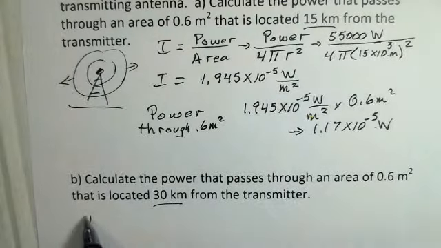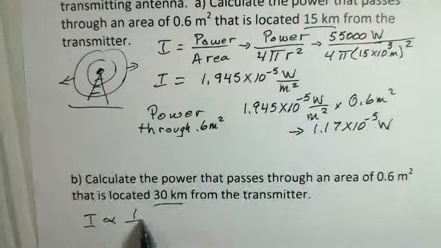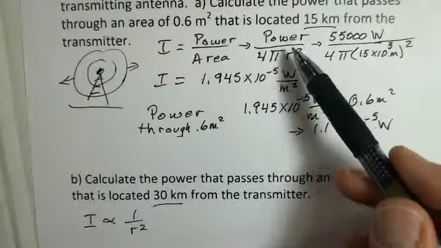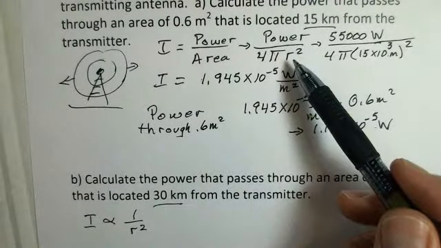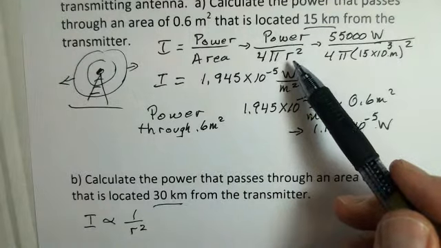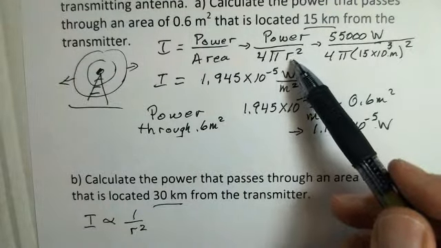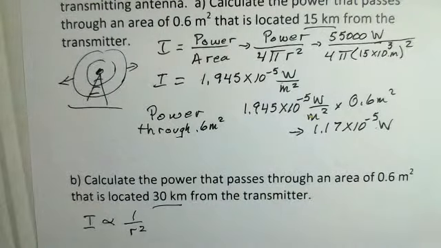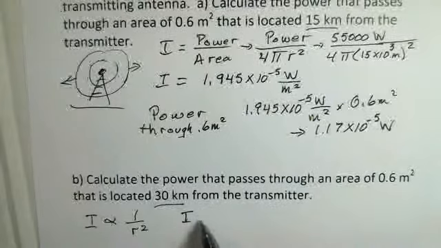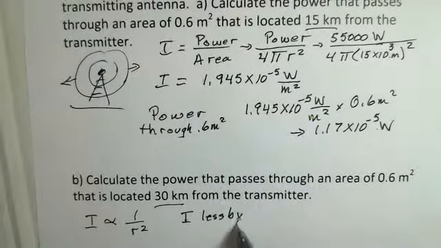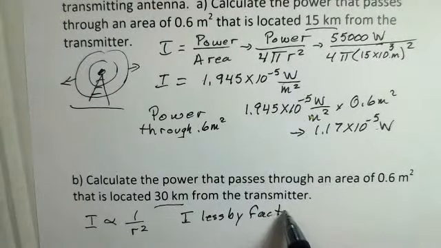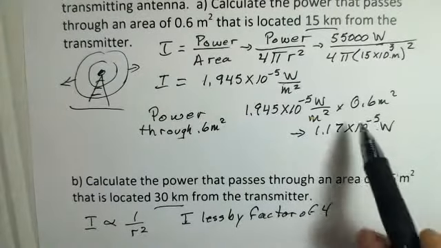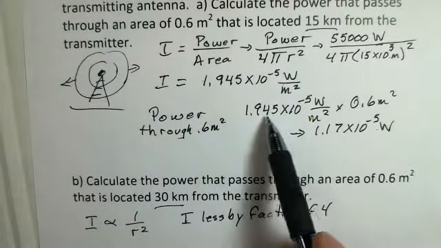Notice also that the intensity is proportional to 1 over r squared. If we just eliminate all the constants up here, we're changing r in this second problem, and the intensity is inversely proportional to the square of the radius. So we've doubled r. That's going to be a new factor of 4 in the denominator if we would do this calculation. So I is going to be less by a factor of 4. We're using the same area that we had up here, but this number is going to be 4 times smaller.